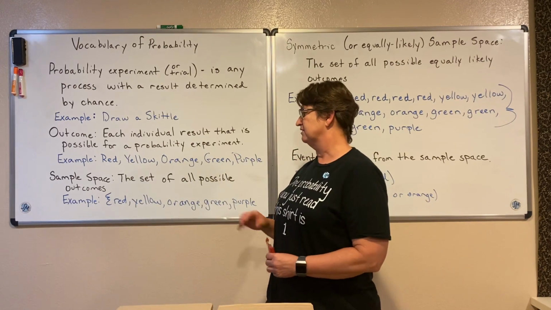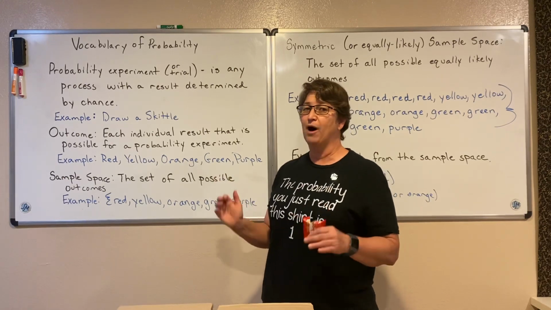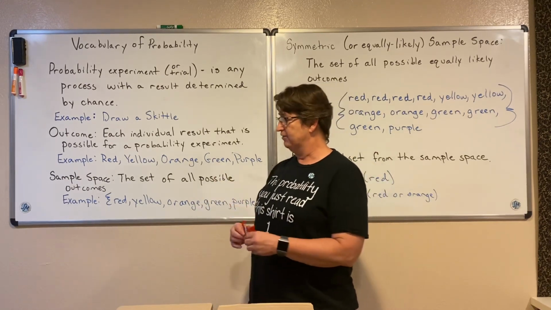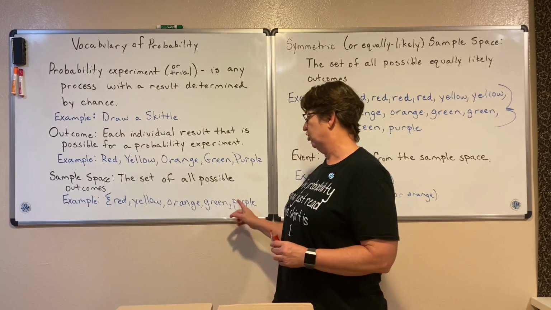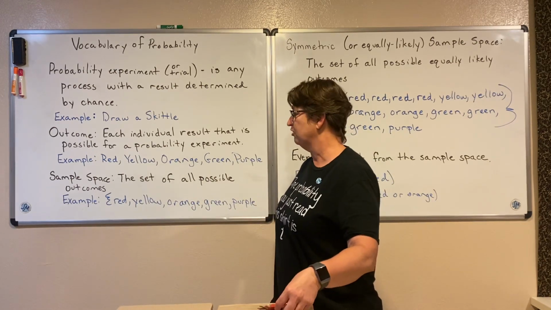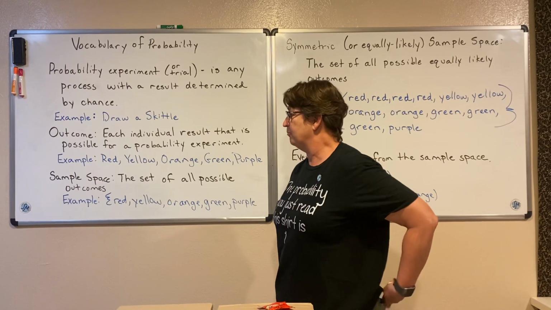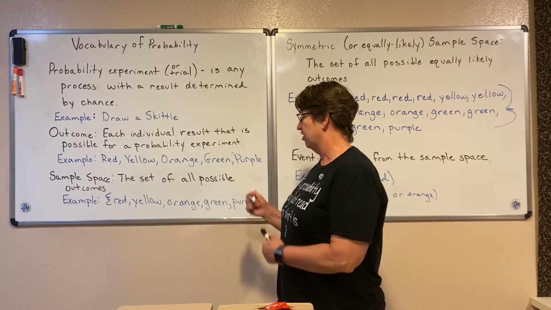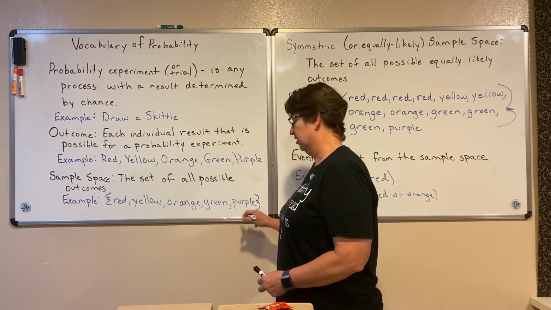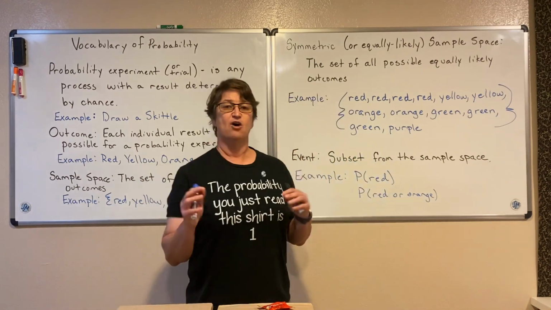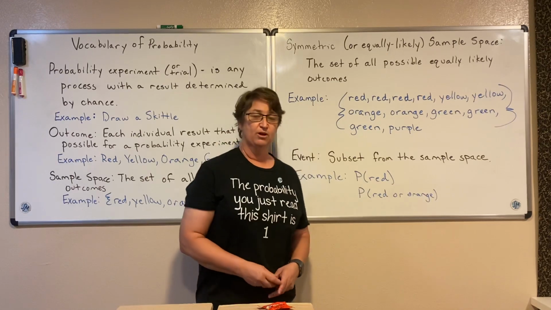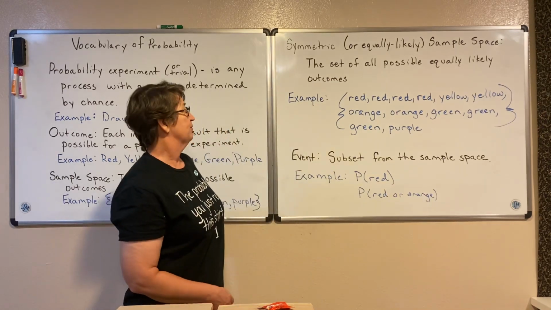Sample space is the set of all the possible outcomes. So in this case, I could draw a red, a yellow, an orange, a green, or a purple. So the sample space is the set of all of those possible outcomes. The sample space is just the set of every single possible outcome that can happen in the experiment.